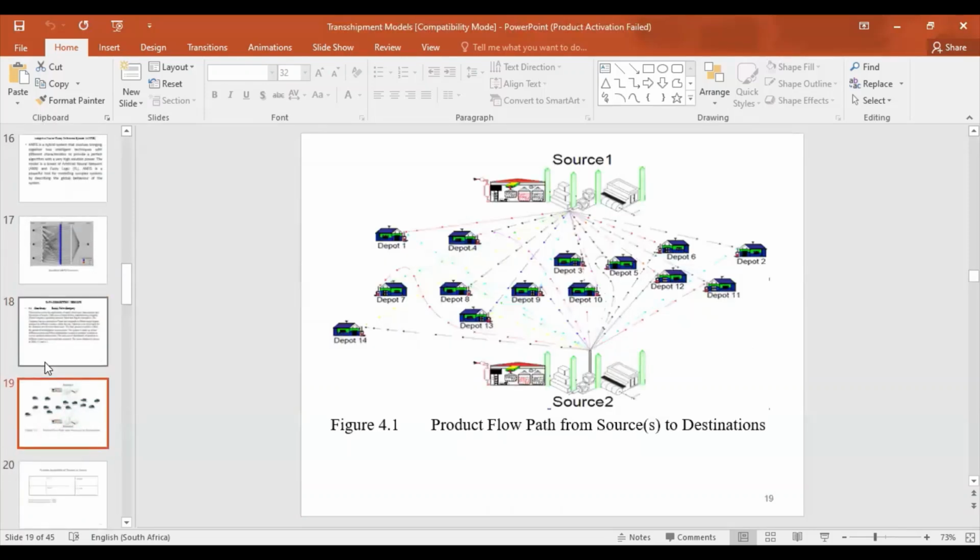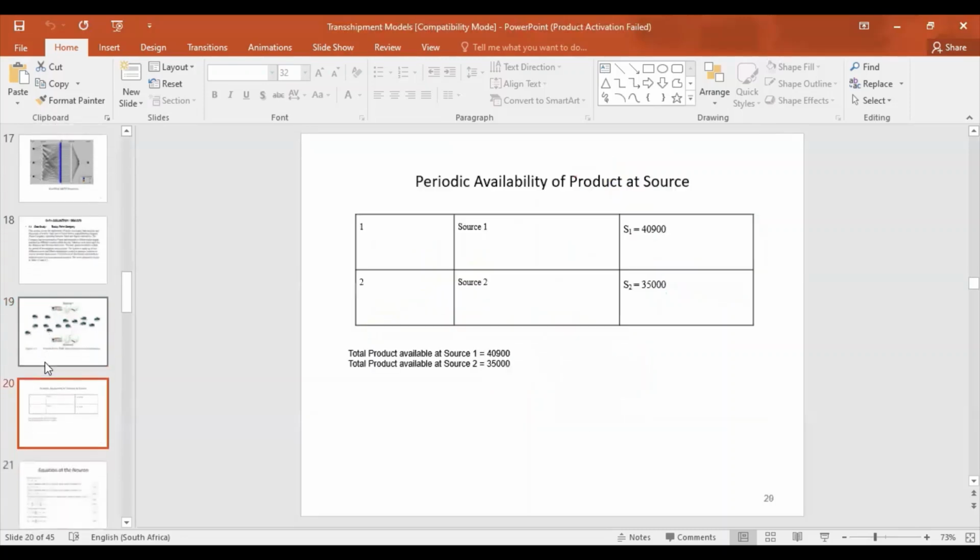This is the architecture of the system, product flow from source to destinations. There is source 1 and source 2, and there are many destinations. Destinations run from depot 1, 2, 3, 4, 5, 6, 7, 8, 9, 10, 11, 12, 13, and 14. And products can flow from either source 1 or source 2. But the problem is, where do we make allocation from where products are available at the two sources so as to optimize costs?